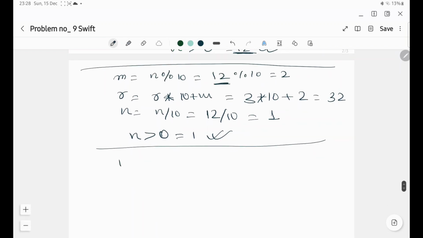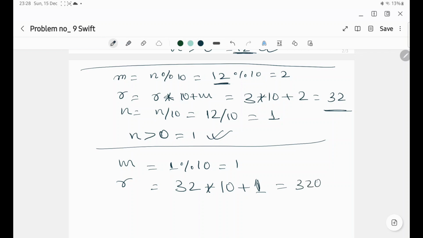In the next iteration we see m equal to n, which is 1, modulo 10, so it will be 1. r equal to 32, so 32 into 10 plus the remainder value, which is 1, right? It will become 320 plus 1, equal to 3 2 1, right? So it is nothing but our 3 2 1.